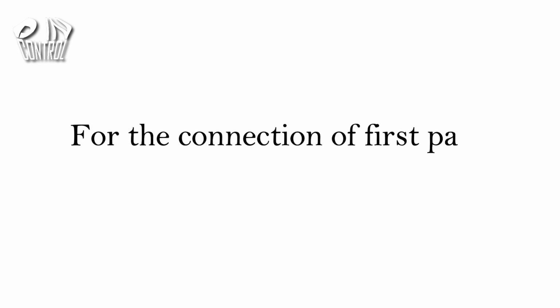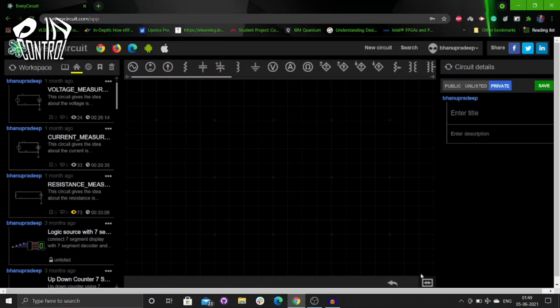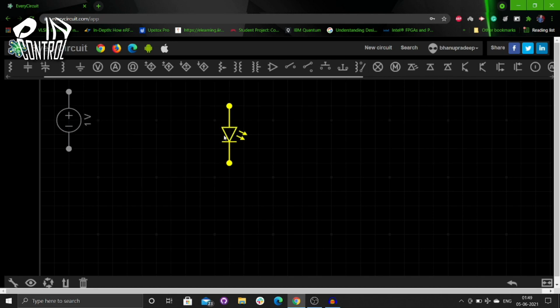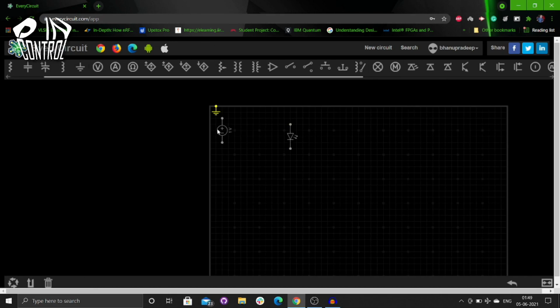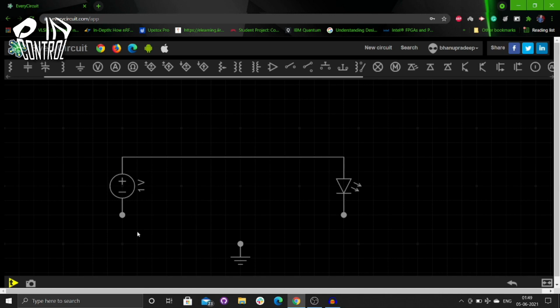For the first part, we require three components: a DC voltage source, an LED, and the ground element. This is the symbol of an LED. Now I am connecting the positive of the voltage source to the positive of the LED, the negative of the voltage source to the ground, and the negative of the LED to the ground.